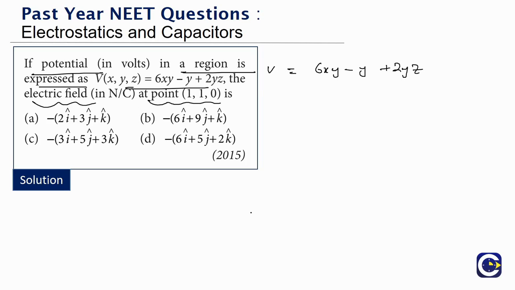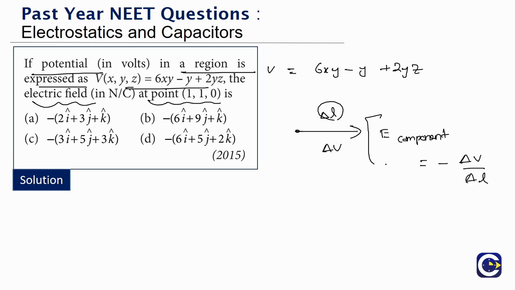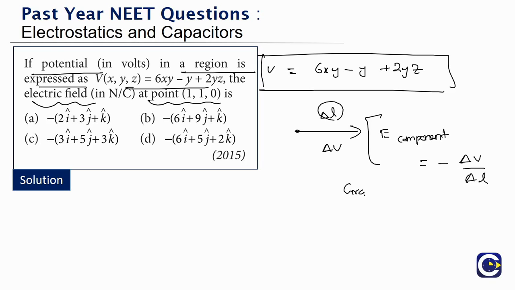Normally what we know is, if we move in a particular direction, we see that the potential change is delta V. We are moving by a length delta L. Then the electric field component in this direction will be given by minus delta V by delta L. This is what we normally know. But here they are giving us the potential function, and straight away they are asking us to find the total electric field. For this we use the gradient relation or the gradient formula.